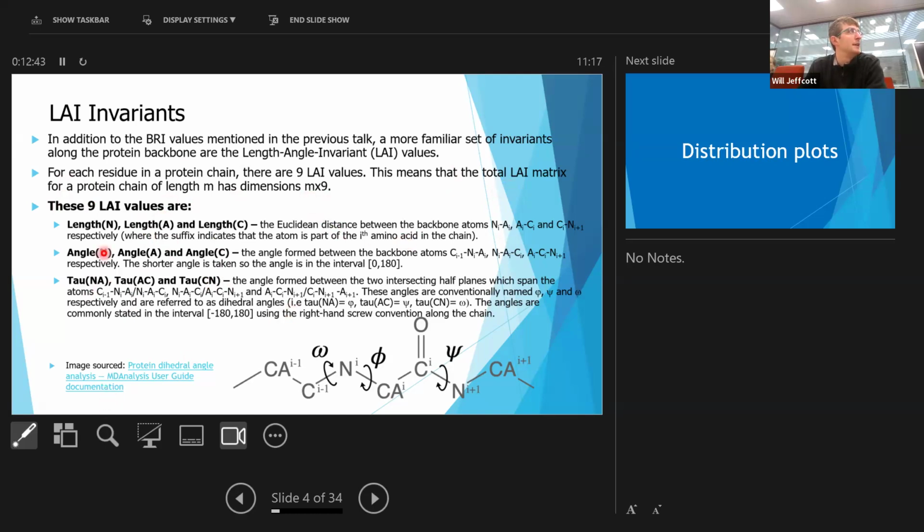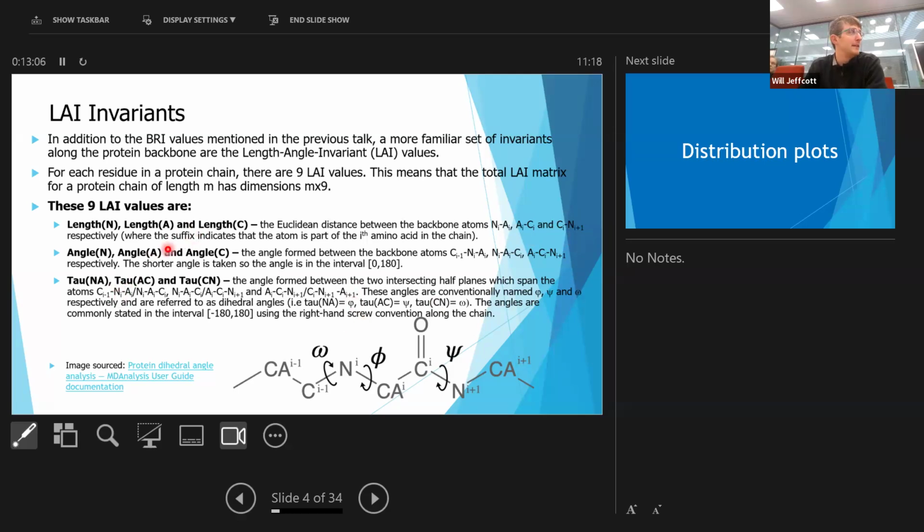And then these are the 3 bond lengths, so length N, length A, and length C, as we refer to them here. So those are the differences between N and A within the same residue, A and C within the same residue, and then C and then N in the next residue, respectively.